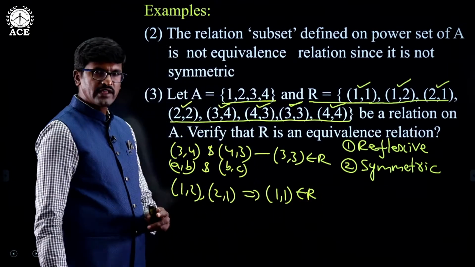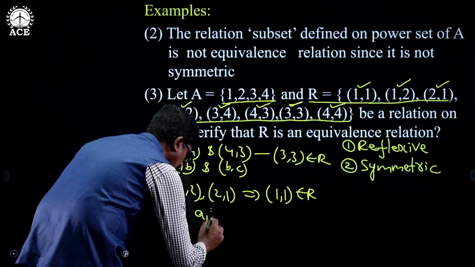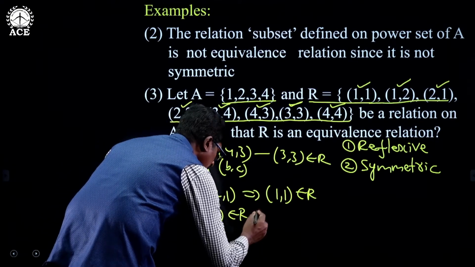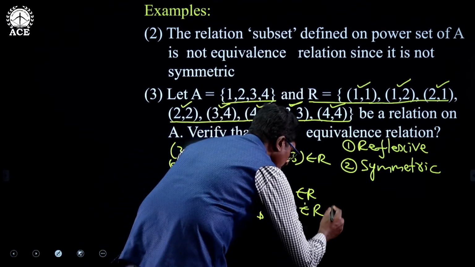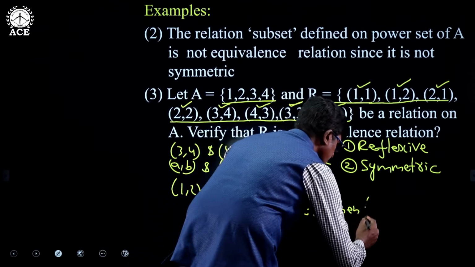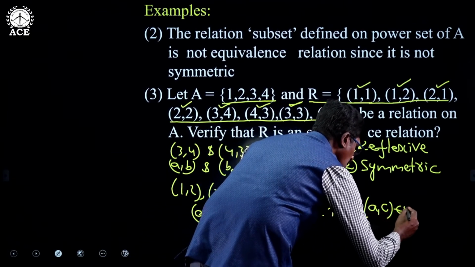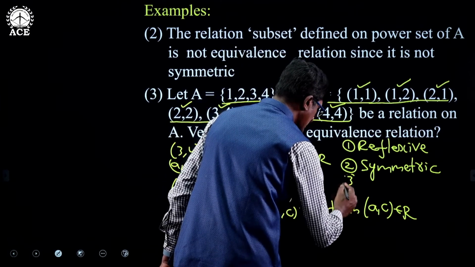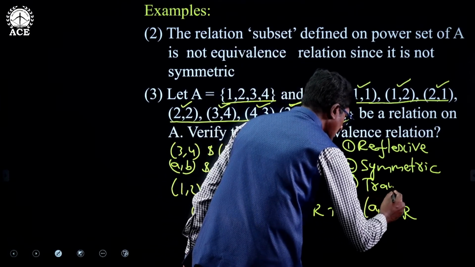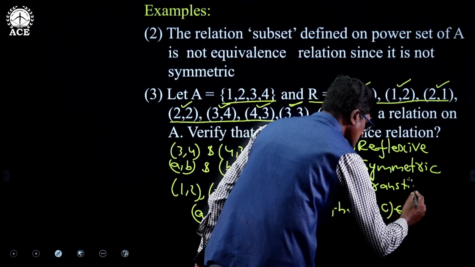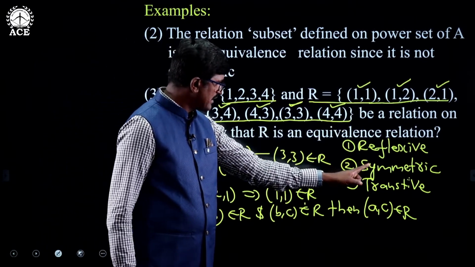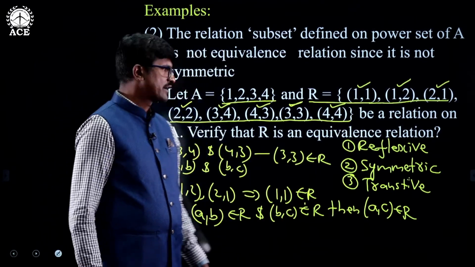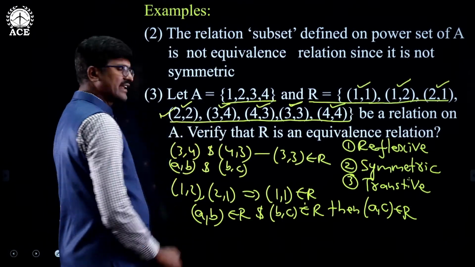So, like this, if you take any two ordered pairs, (A,B) belongs to R and (B,C) belongs to R, then (A,C) also belongs to R. Therefore, the relation R satisfies the transitive property also. So the relation R is satisfying the reflexive property, symmetric property and transitive property. Therefore, this is an equivalence relation.